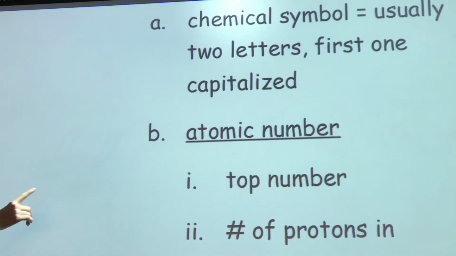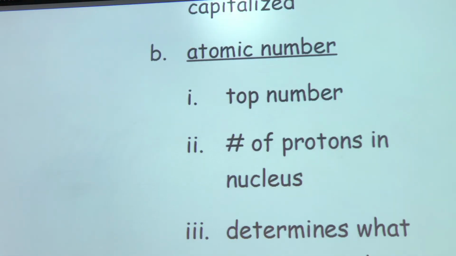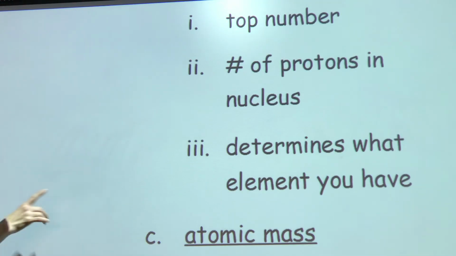The second thing that will be on there is the atomic number. This is almost always just the whole number that is at the top of each block on the periodic table. On our periodic table here in the classroom, that number is in red. So it's the top number, and the atomic number is the same as the number of protons in the nucleus. This, again, determines what element you have.